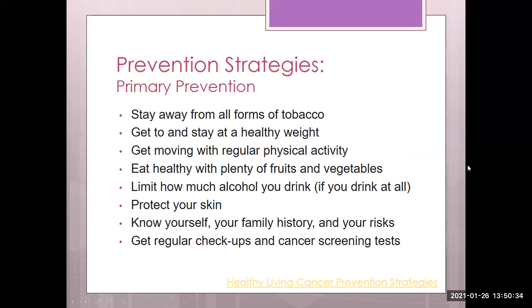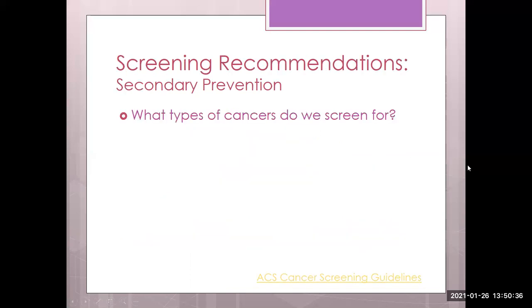The other type of prevention strategy is secondary prevention. So secondary prevention involves the stuff that we screen for. These are the types of cancers, and there's primarily 6 that are routinely screened for in most of the general population.